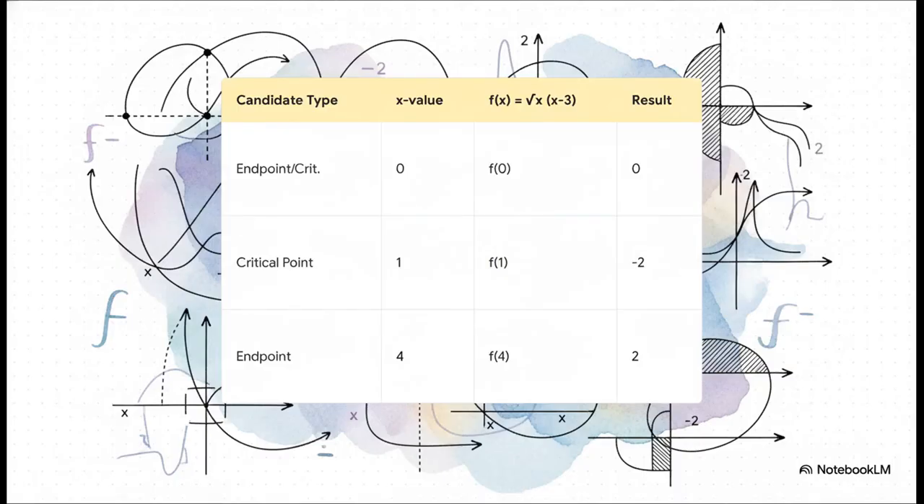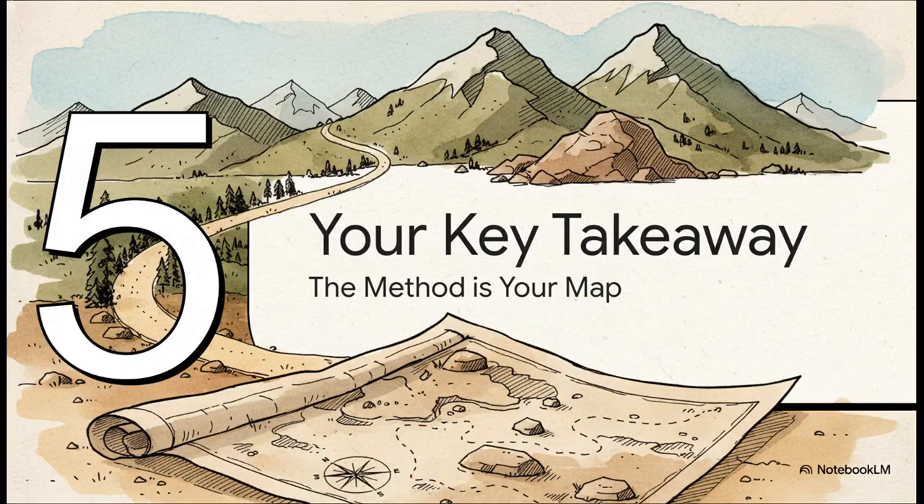So let's look at our final list of candidates. We've got x equals 0, which is interesting because it's both an endpoint and a critical point. Then we have x equals 1, our other critical point, and finally x equals 4, the other endpoint. We plug all 3 into our original function, and we get back 3 values, 0, -2, and +2. A quick comparison tells us our absolute max is 2, and our absolute min is -2. Done. So when all is said and done, what's the big takeaway here?